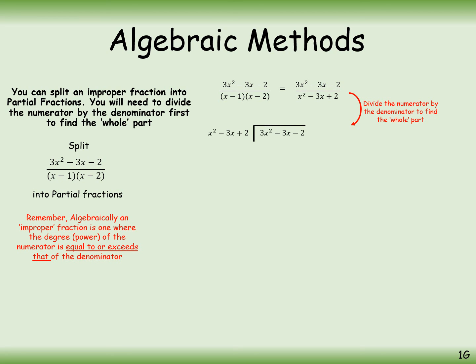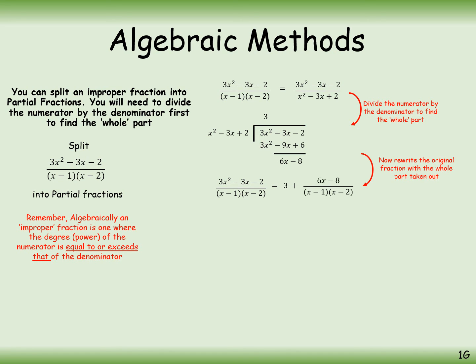Yeah. So now, because this is an improper fraction, if we multiply out the bottom bit, the denominator, we get the following. We could use long division and work that out. So we only expect one constant value at the top of the fraction. So we have 6x minus 8. So now we know that this must be 3 whole plus some fraction. And what is this fraction? Well, that's the 6x minus 8, the remainder. So 3 plus 6x minus 8 all over x minus 1, x minus 2.